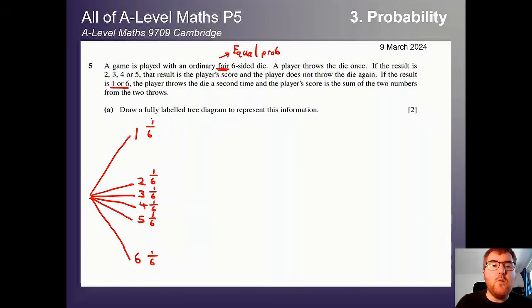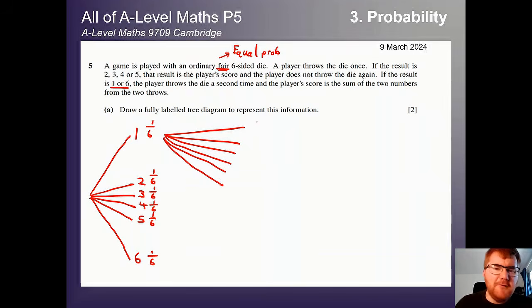Now, if we get a 1 here, then we get to throw again. So then we've got 1, 2, 3, 4, 5, 6. Hopefully you've got more space on your piece of paper. So we have these probabilities. Again, it's a fair dice, so each of these is going to be 1 out of 6. You can write these probabilities on the actual branches themselves.